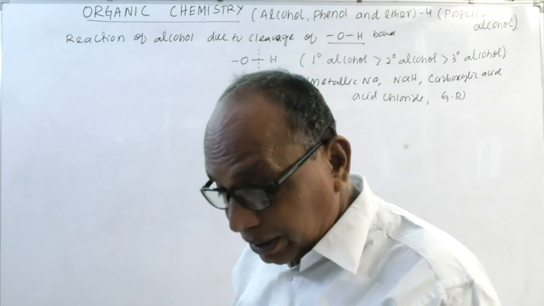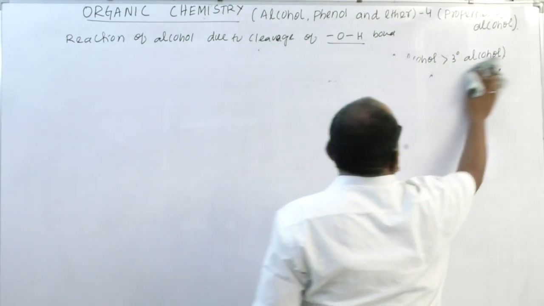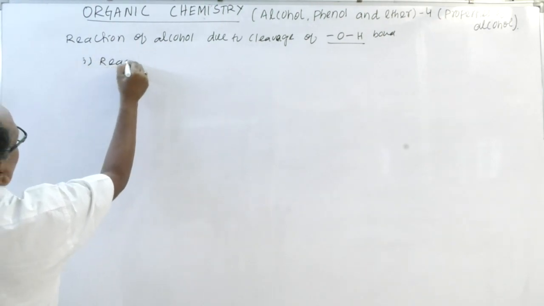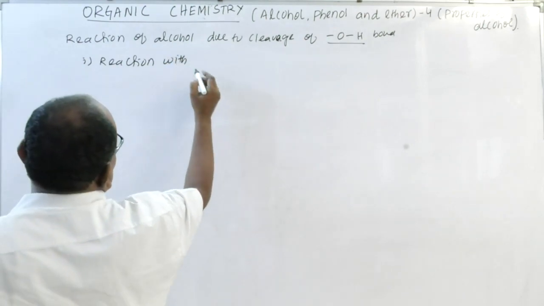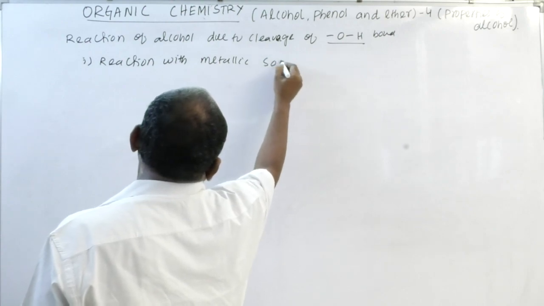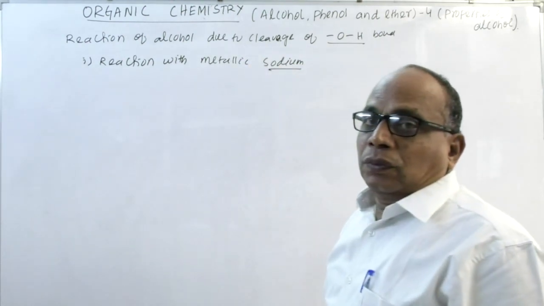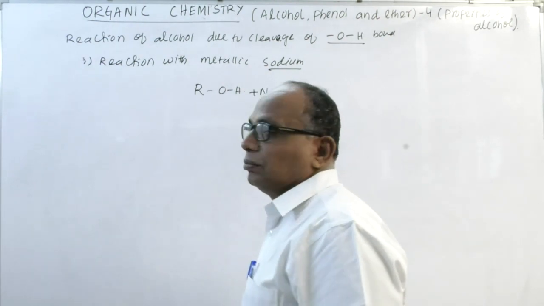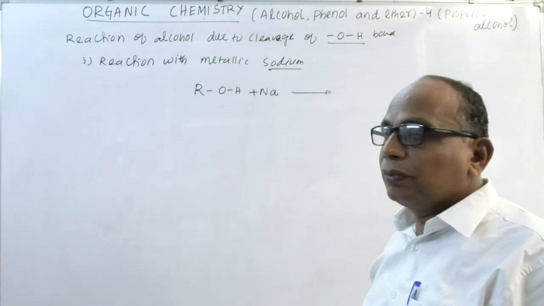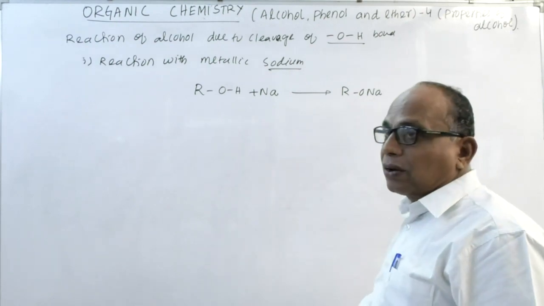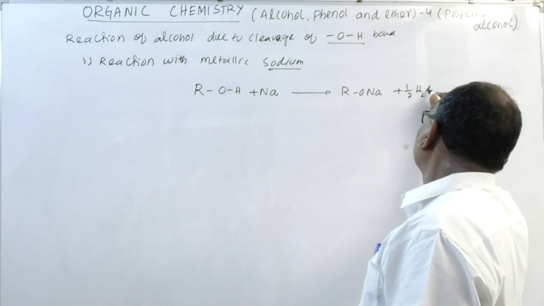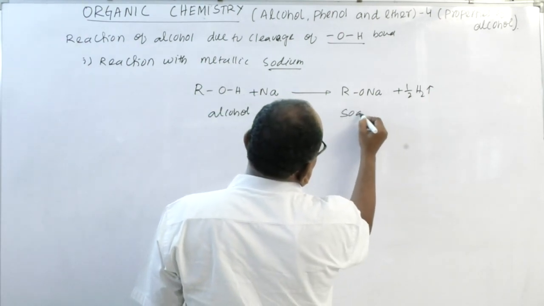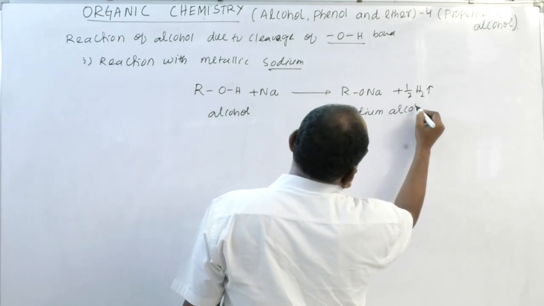Okay, students, first we will discuss the reaction of alcohol with metallic sodium. When the alcohol, particularly the primary alcohol, reacts with metallic sodium, the hydrogen atom is replaced by sodium to form the corresponding sodium alkoxide plus hydrogen gas. This is called sodium alkoxide.